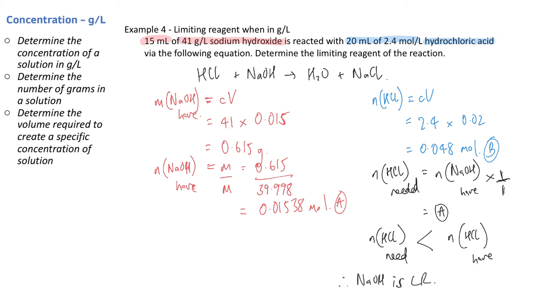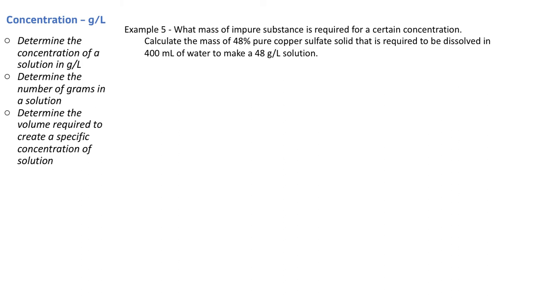Okay, last one. Let's go through one more. What mass of impure substance is required for a certain concentration? Calculate the mass of 48% pure copper sulfate solid that is required to be dissolved in 400 mL of water to make a 48 grams per liter solution. The idea is that our copper sulfate solid is not pure. 48% of it is copper sulfate and the rest of it is impurities. Since it's only 48% pure, we should be able to work out how much of that stuff we need to make a 48 gram per liter solution, and remember we only need it in 400 mL of water. So let's get started.